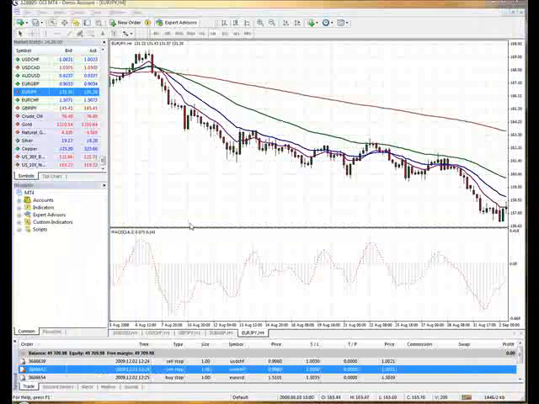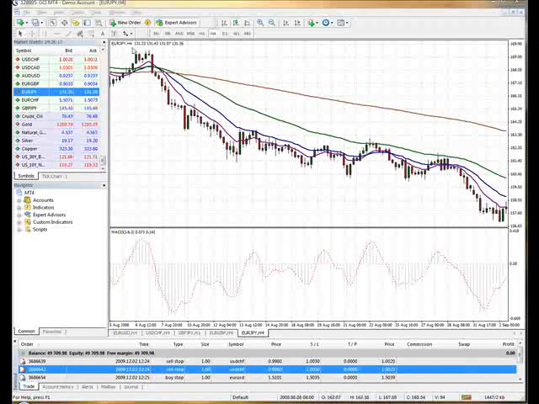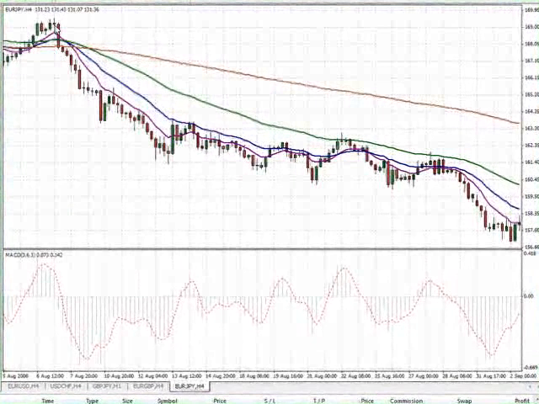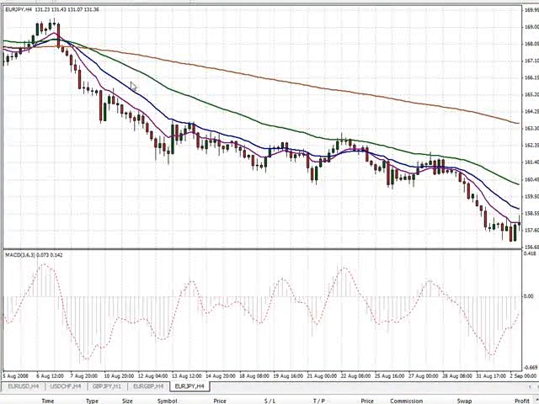For our first trade example here, we're looking at the Euro-Japanese Yen on a 4-hour chart. And just taking a look here, we need to first establish the trend. We need to make sure that we are in a downtrend before we make a short trade.